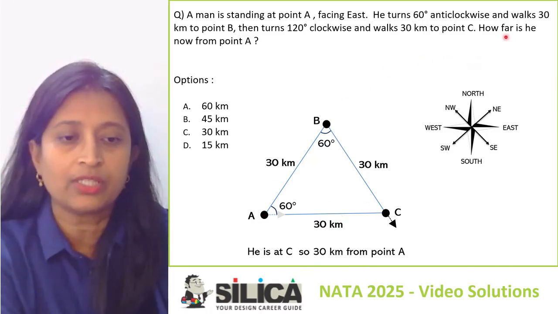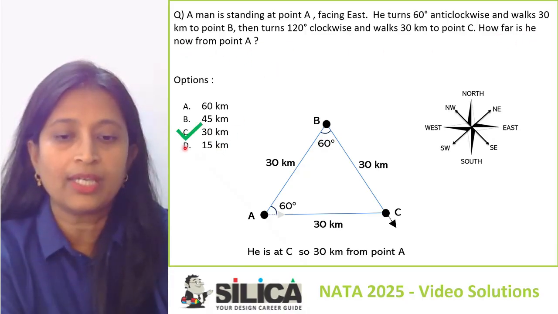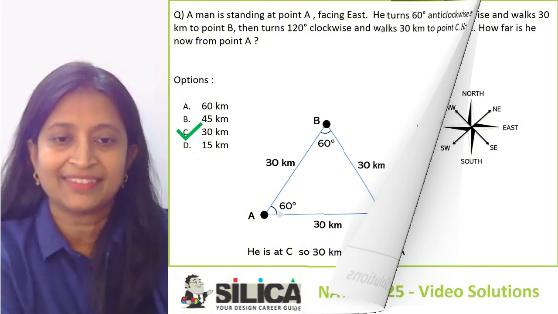So that is what the question is asked. How far is he from point A? So he is 30 km far from point A. So option will be, correct answer will be option C.